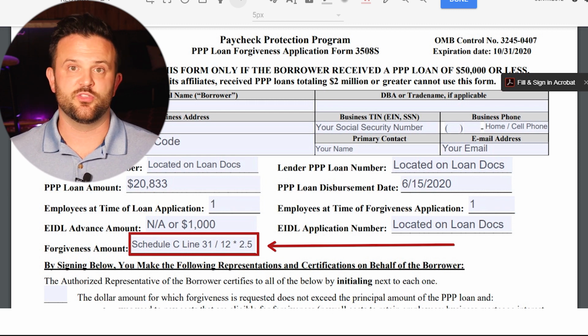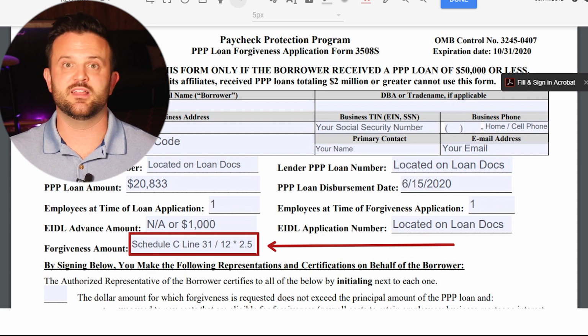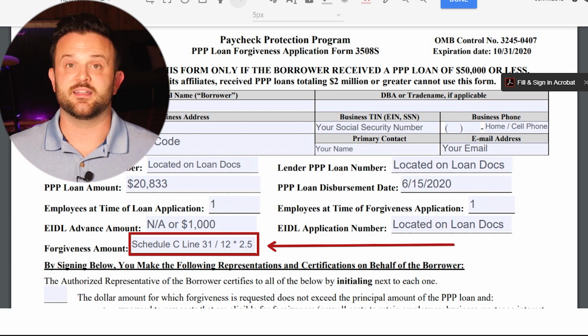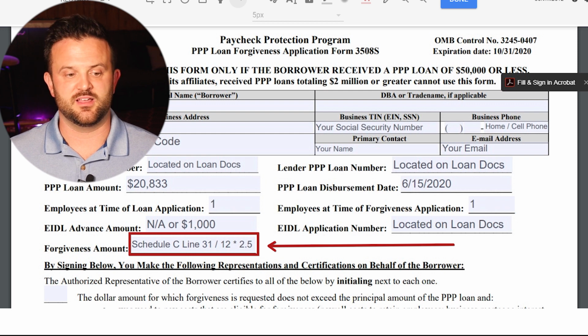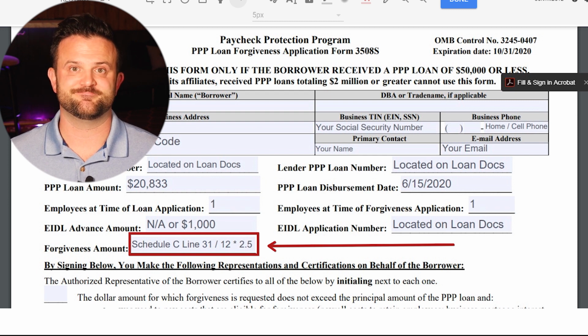And this video is for those Schedule C self-employed independent contractors. That calculation I have right here: it's line 31 of the Schedule C divided by 12 and then multiplied by 2.5.